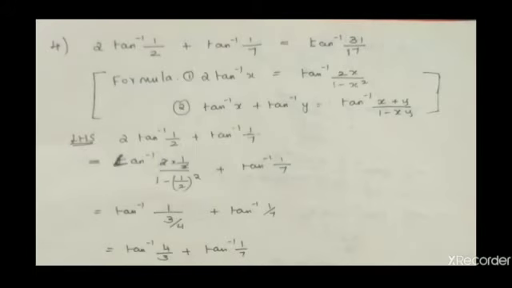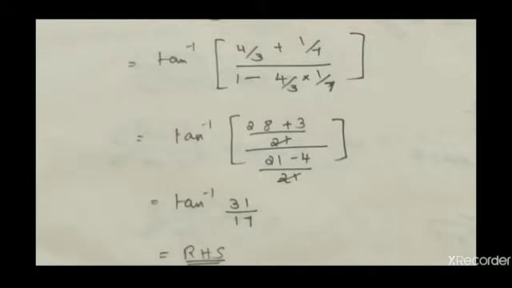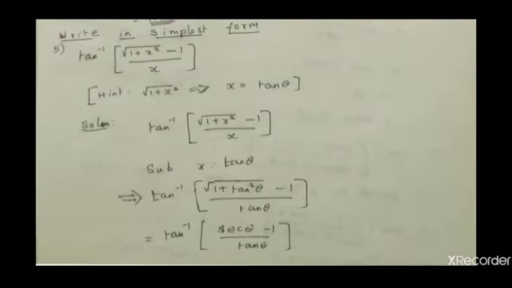So first we have to change 2 tan inverse to tan inverse. So let us use the 2 tan inverse x formula, tan inverse of 2x by (1 minus x square), for the first term. So when we apply that formula for 2 tan inverse half, it gets reduced to tan inverse 4 by 3. Then you have the next term plus tan inverse 1 by 7. Now use the formula tan inverse x plus tan inverse y, and when we use that formula we get tan inverse 31 by 17, which is our right hand side.